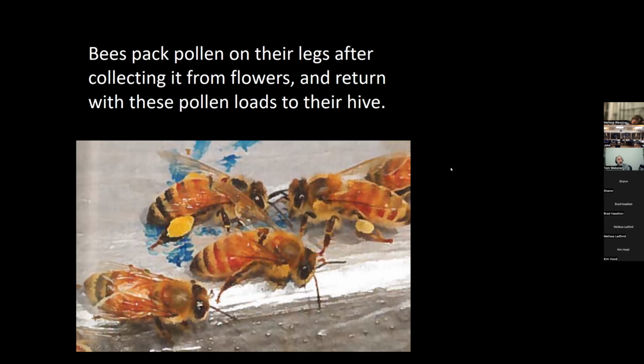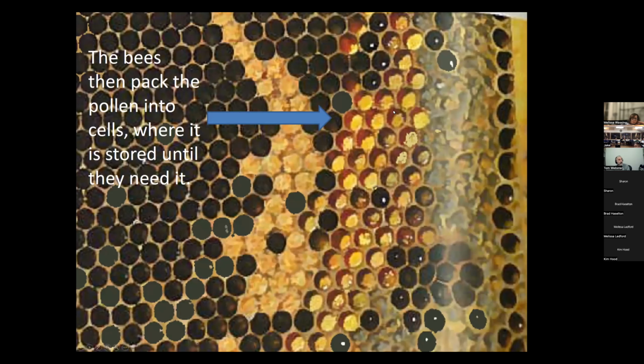So to get a balanced diet, it's good for the colony as a whole to go out after multiple sources of pollen and get all those different colors coming in. And this is what we might then see, all these packed-in pollen. Here's some of this a little bit red. A lot of it's kind of yellowish. And that's the bees' reserve.